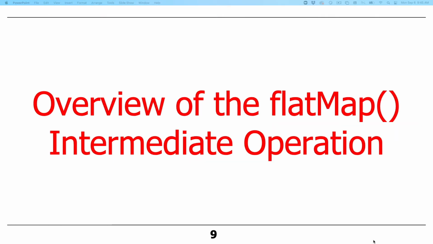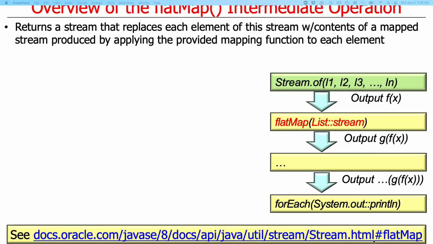Next operation. This is a really interesting one, very, very powerful, a little bit more complicated to understand, but you will find it will save your bacon over and over again. And it's called the flatMap operation. What's interesting about this is when you first read it, you're like, how the heck does that differ from map? So here's the description.